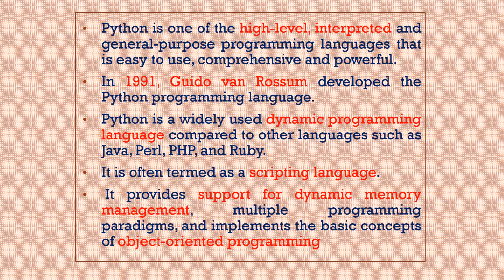Python is one of the high-level, interpreted, general-purpose programming languages. It is very simple to use, comprehensive, and definitely it is powerful. In the year 1991, Guido van Rossum developed the Python programming language. It is widely used as a dynamic programming language when compared to other languages like Java, Perl, PHP, and Ruby. Python is also termed as a scripting language.